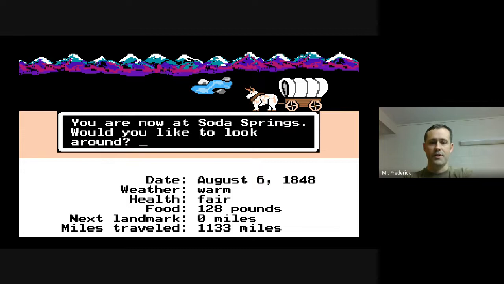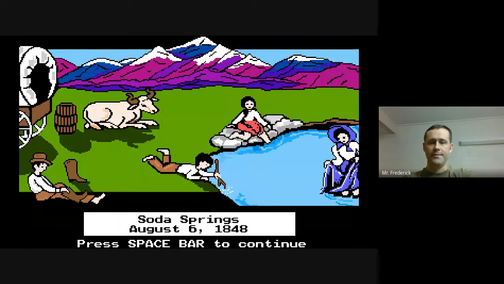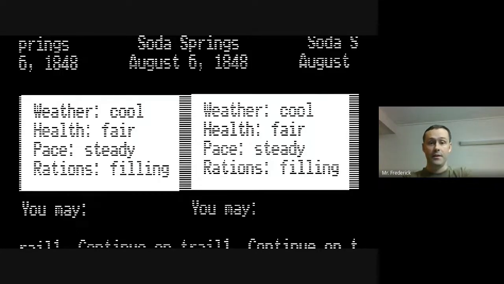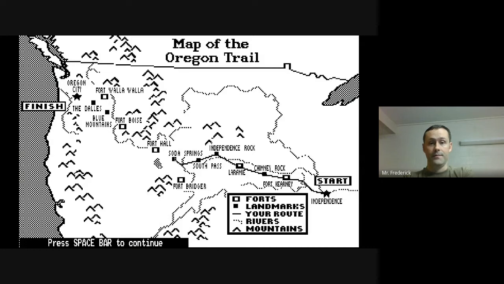Okay, we're at Soda Springs. Would you like to look around? Yes, I would. Everyone's taking a dip. Kind of deciding what to do. Let's look at a map. All right, I'm over the halfway point, but I still have a little ways to go.